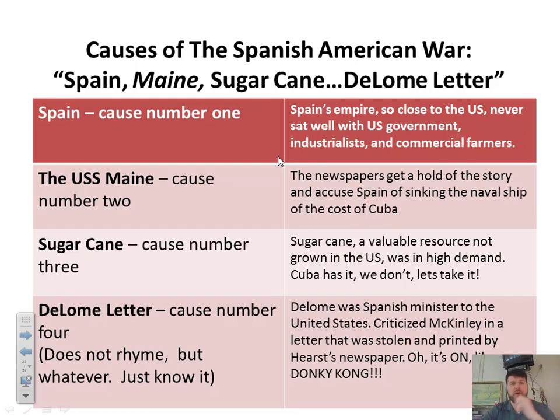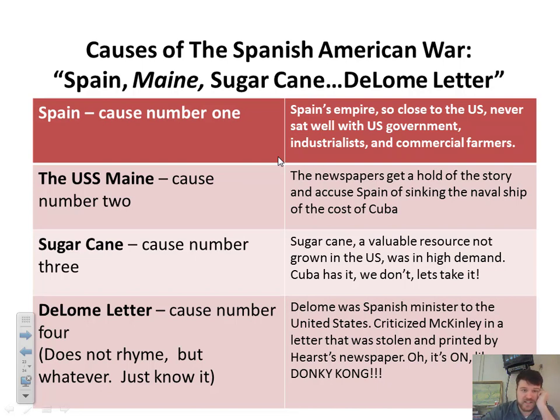Causes of the Spanish-American War. Okay, this is easy. They rhyme. Spain, Maine, sugarcane, and the Delome letter, which doesn't rhyme at all. All right, Spain, that's the previous empire. We're looking to kick them out. We don't like the fact that they're in our sphere of influence.